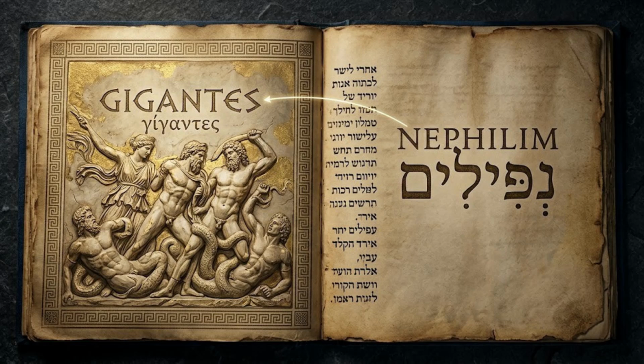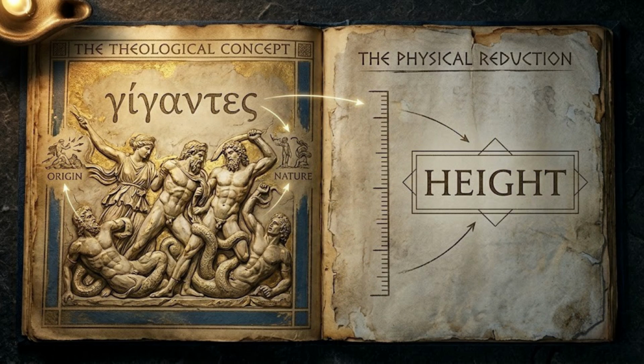The Septuagint translators chose that word, gigantes, because it communicated something specific to their Greek-speaking audience. Not simply size, but nature, origin, the category of being that opposes divine order, the earth-born counterpart to the heaven-born divine. In other words, the Septuagint translators may have been trying to communicate the correct theological idea through the closest available Greek container. What they did not anticipate was that over the next 2 millennia, as Greek culture evolved and as Latin and then English translations built on top of each other, gigantes would lose its theological weight and reduce down to a single physical attribute: height.